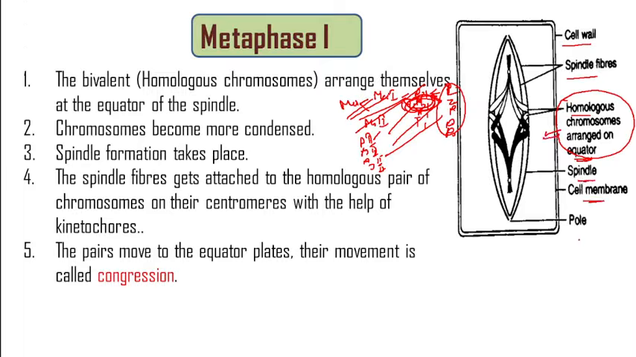Spindle, cell membrane, pole. The bivalent homologous chromosomes arrange themselves at the equator of the spindle. Chromosomes become more condensed, spindle formation takes place. The spindle fiber gets attached to the homologous pair of chromosomes on their centromere with the help of kinetochores. The pairs move to the equatorial plate. Their movement is called congression.